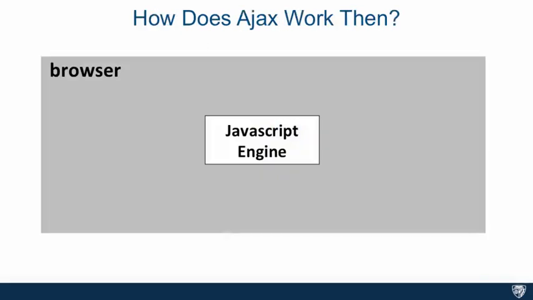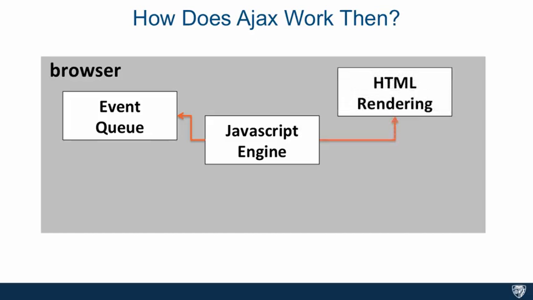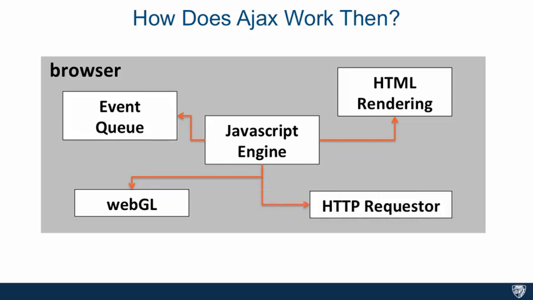While the JavaScript engine lives in the browser, it's not the only thing that lives in a browser. There are other software components that also live in the browser. For example, you have an event queue that is responsible for handling and queuing events like a mouse click or browser load or something like that. You have an HTML rendering engine that is responsible for taking HTML and knowing how to display it in the browser web page. You have WebGL, which is responsible for letting JavaScript reach out and do some really higher end graphics work. And you also have another component that, let's call it the HTTP requester.